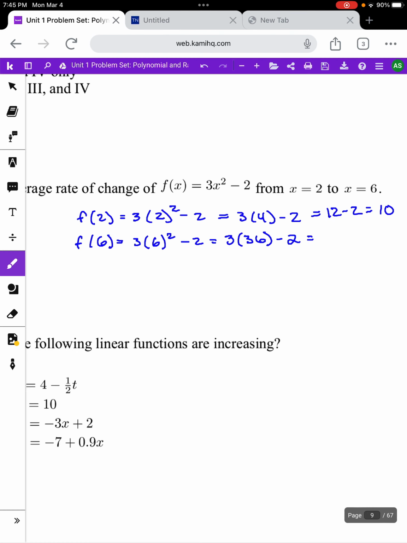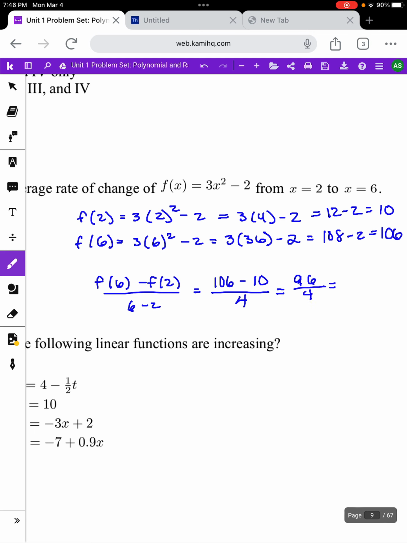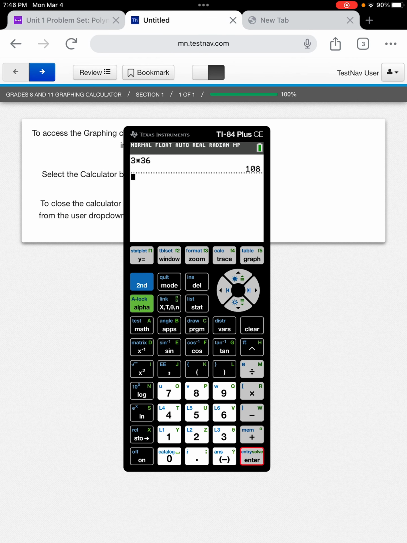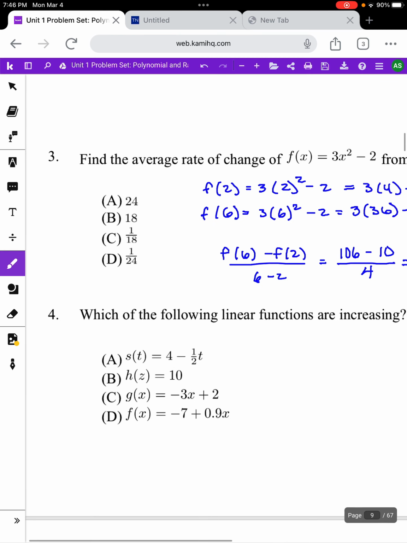Yes, I do. It is 108. 108 minus 2 equals 106. So, to find the average rate of change, I'm going to do f of 6 minus f of 2 over 6 minus 2. F of 6 is 106 minus f of 2, which is 10, divided by 4. And so I get 96 over 4, which is, well, 100 over 4 is 25, so this must be 24. And we can double check because we have a calculator. Boom. We're right. 24.